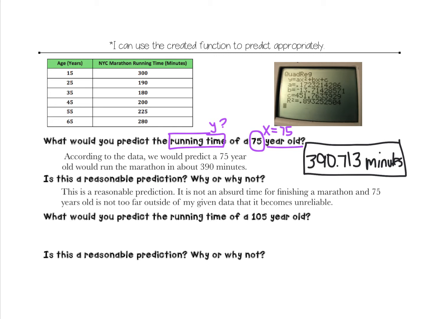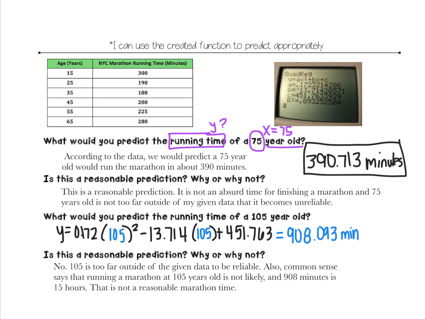All right, so the next question is, what would you predict the running time of a 105-year-old? So I'd like you to go ahead and pause the video, and answer the next two questions on your own. All right, so hopefully you were able to come up with 908 minutes for a 105-year-old according to this model.